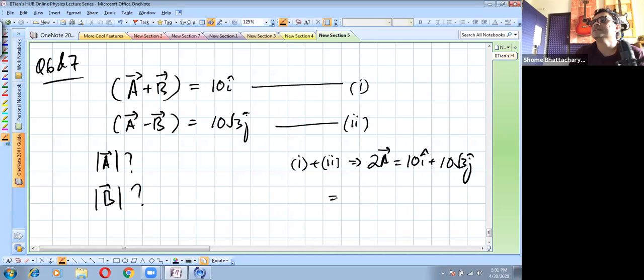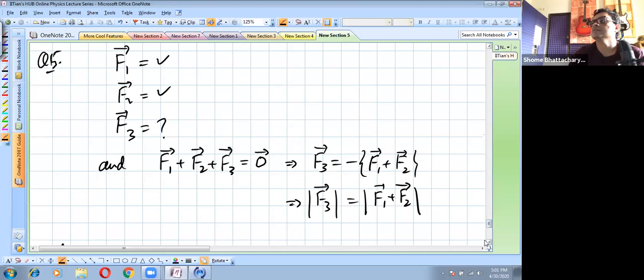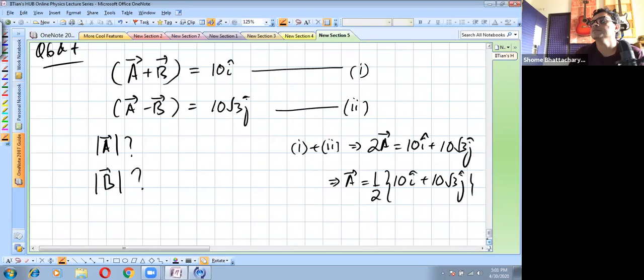So that means the vector A itself is half of the right hand side: 10 I cap plus 10 root 3 J cap. That means the vector A can also be expressed as, taking the half inside by the distributive property, 5 I cap plus 5 root 3 J cap. And then from this calculate the magnitude of the vector A. It will be the square root of 5 squared plus (5 root 3) squared, which comes out to be 10.